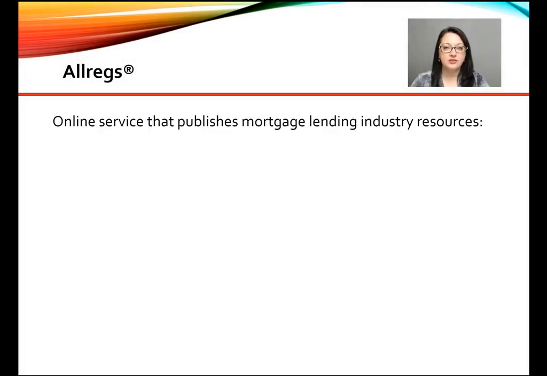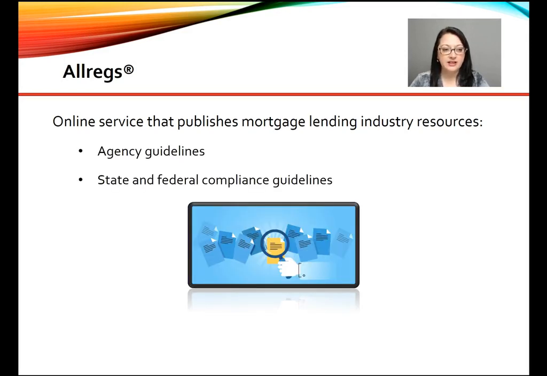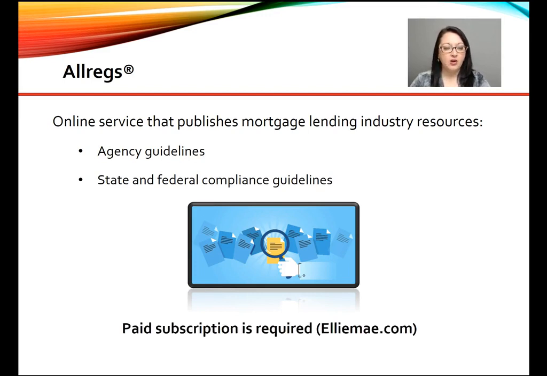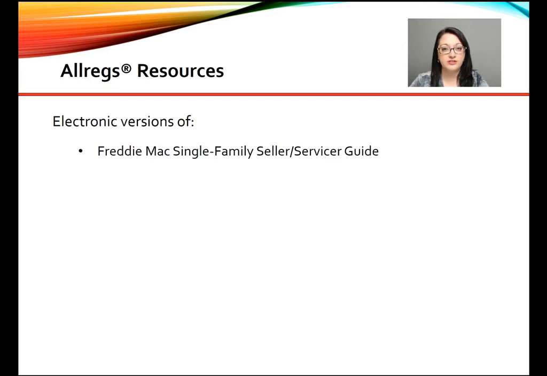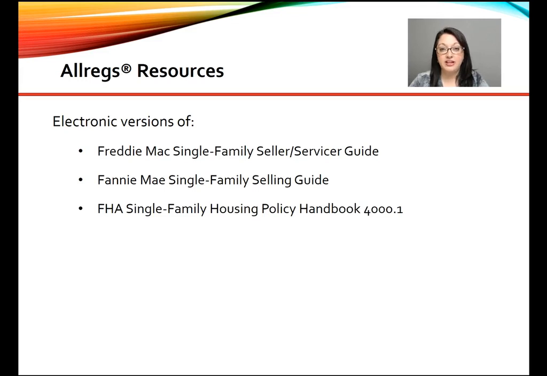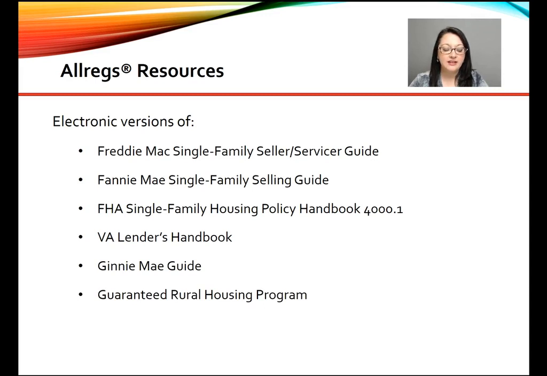AllRegs is an online service that publishes mortgage lending industry resources, such as agency guidelines, state and federal compliance guidelines as well. Now, AllRegs does require a paid subscription, and you can get more information at elliemay.com. Some of the key resources that you can access at AllRegs are electronic versions of the Freddie Mac Seller Guide, the Fannie Mae Selling Guide, the FHA Lender's Handbook, the VA Lender's Handbook, the Ginnie Mae Guide, the Guaranteed Rural Housing Program, and much more.